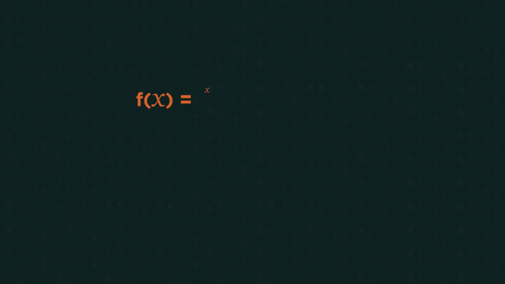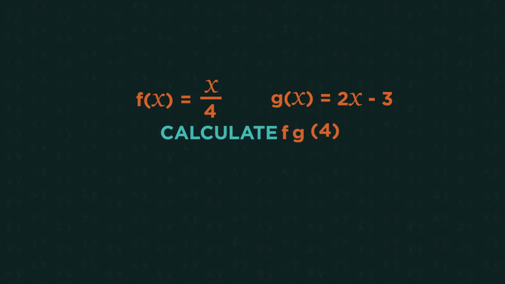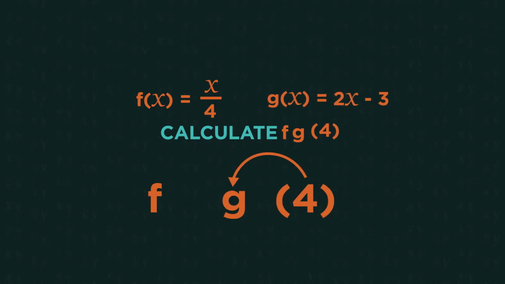The order is really important. Say we have these two functions. Calculate fg of x would be the composite function. It's asking us to put one function into another. And this is where the order really matters. We read backwards for functions. So we put 4 into g and then the output of that into f.